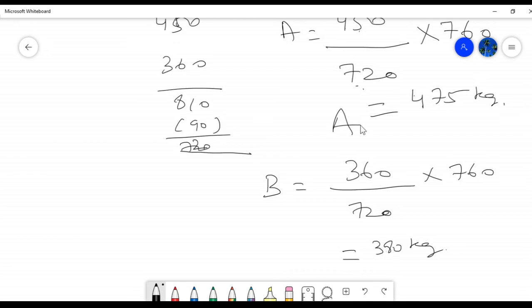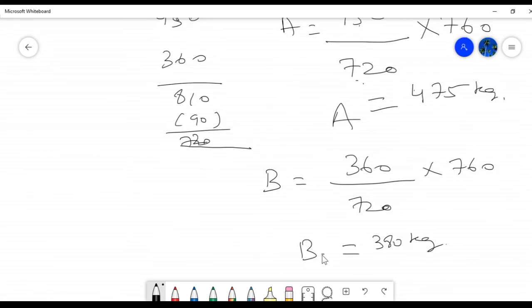Okay. This is what the standard quantity for actual production is. A equals 475, B equals 380 kg. This is what the standard mix for actual production is. For producing 760 output, this raw material is required. Okay, this much is required.